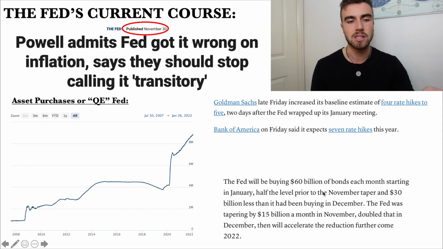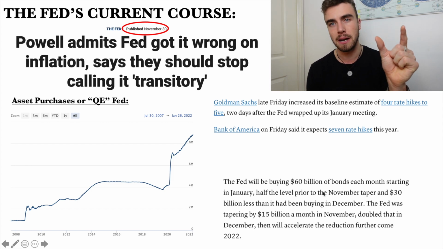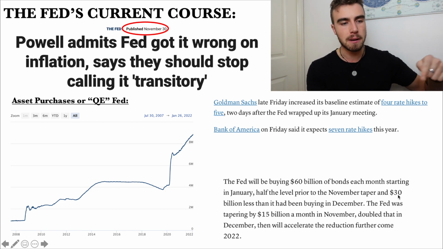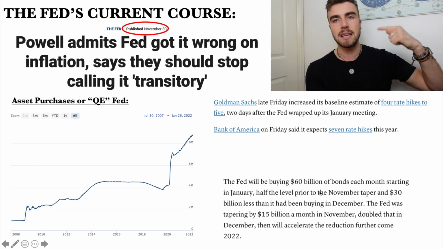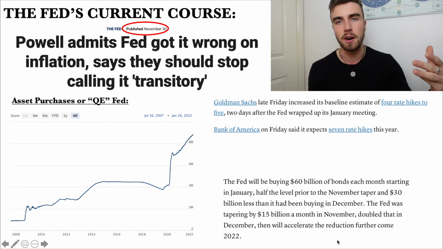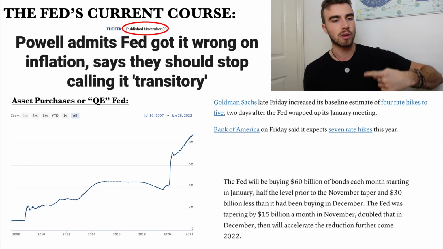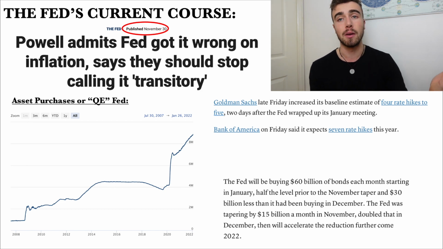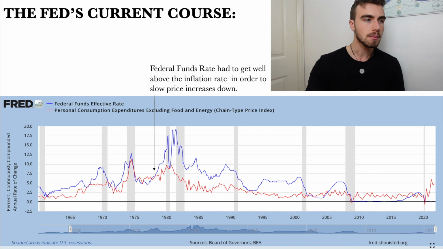In November, they started tapering, so it was 120 billion in November, 90 billion in December, and then 60 billion in January. And they are yet to announce any further reductions, but I'm assuming that reduction will keep coming, and then they will basically hike up the rates.